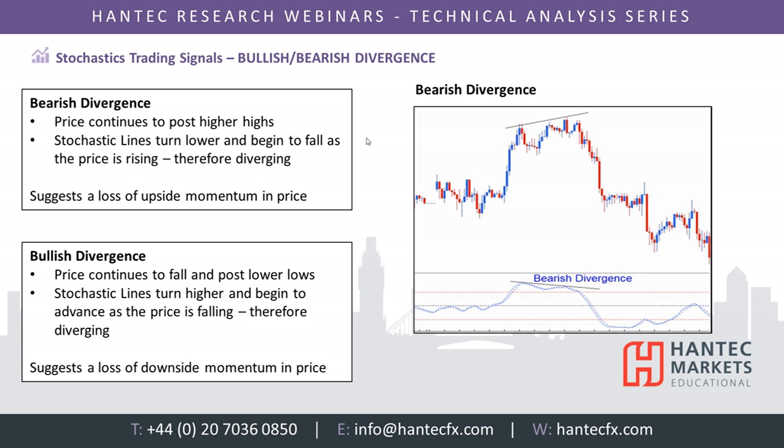Bullish divergence is the opposite, where the price continues to fall through to new lows, but within that the momentum indicator, the stochastics in this instance, are starting to make higher lows and therefore diverging, and that suggests a loss of downside momentum.